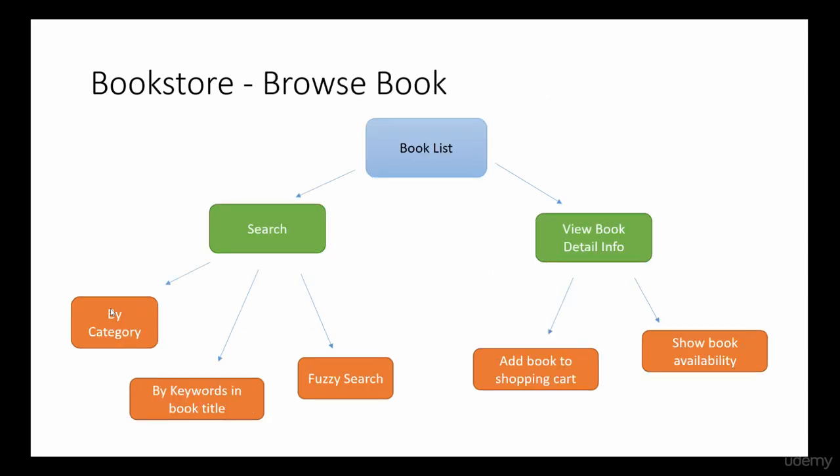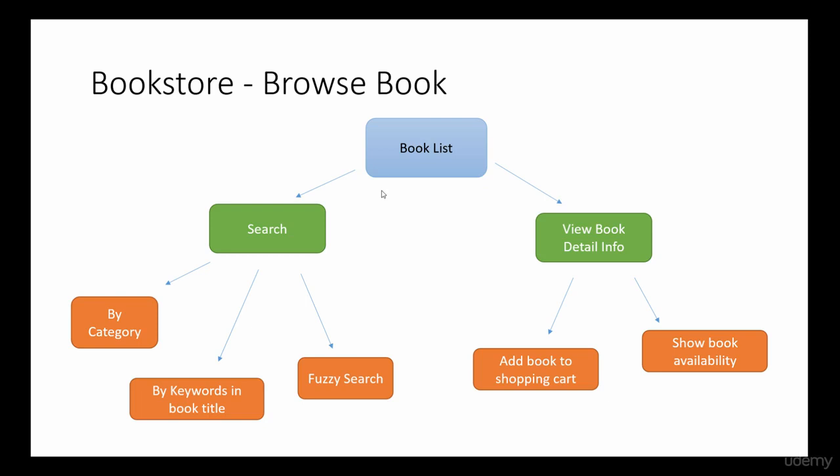The next one is the Browse Book module. So in general, we should have the ability to provide a list of the books that we have. And in this book list, we have some general information, say the book cover picture and book title and the pages, some brief summary and things like that.